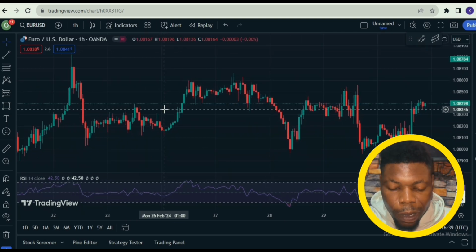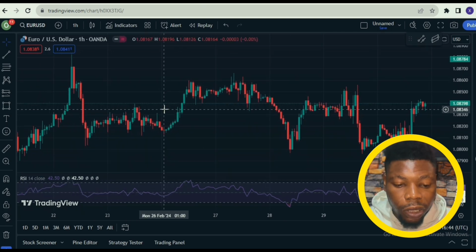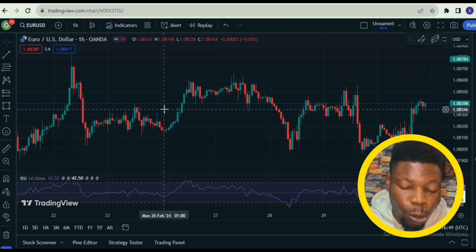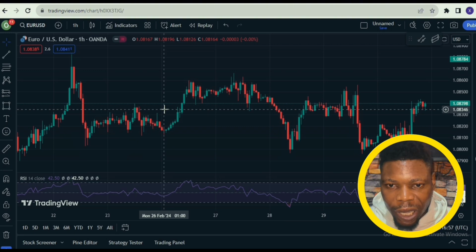So let me just explain basically what a divergence is. Divergence means when the data your indicator is giving you is opposite to what your chart is showing you. That's just a divergence. It means there's an opposite movement between the indicator and price. That's just a divergence, you get.